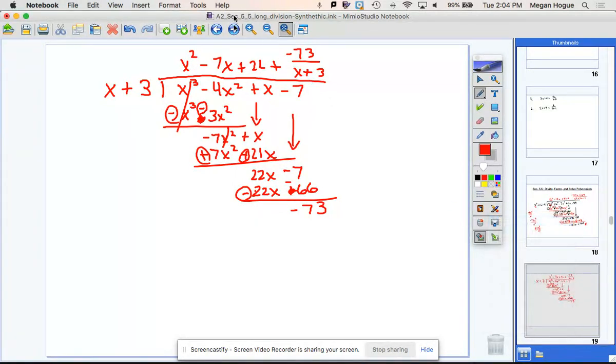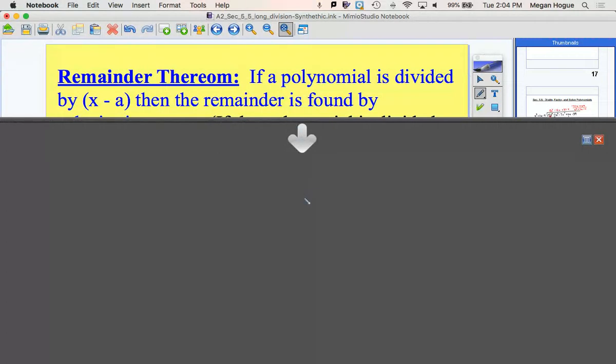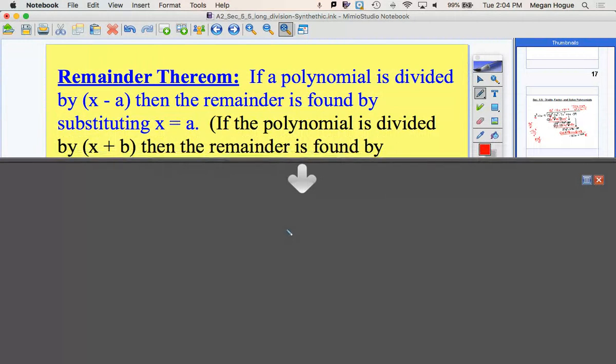It's going to be a little flashback to geometry. You got a theorem. But the good news is we're not proving anything. We don't need to write down another theorem. We don't need to write down this part. We'll talk about it, but you don't need to write it down. So the remainder theorem. The remainder theorem says if a polynomial is divided by x minus a, then the remainder is found by substituting in x equals a.